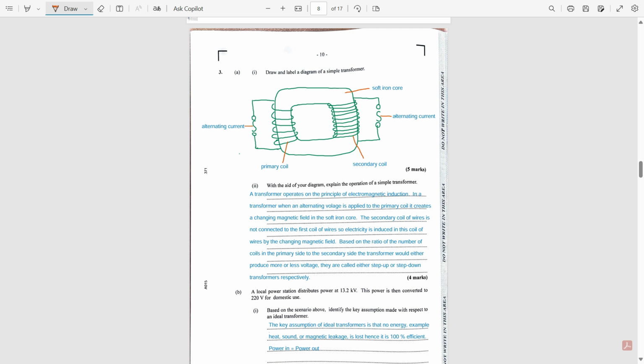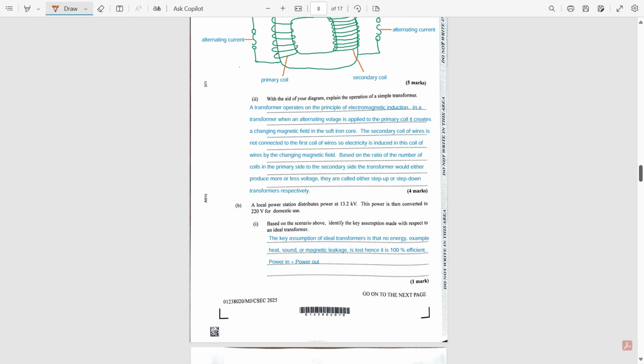Okay, so moving on to question 3. It says to draw and label a diagram of a simple transformer. So you need to include the soft iron core, the alternating current on both sides, and the primary and secondary coils on the transformer itself. With the aid of your diagram, explain the operation of a simple transformer.